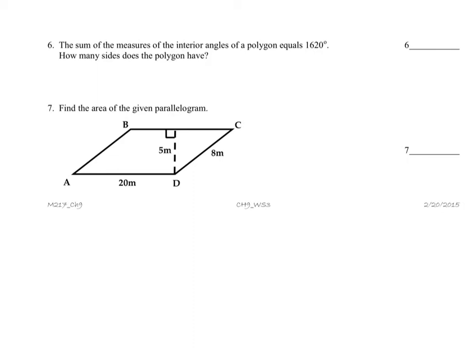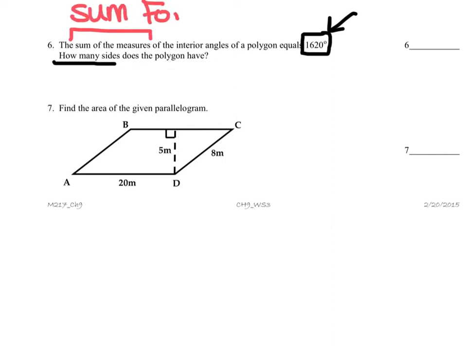So I'm going to start with number 6 from your worksheet. It says the sum of the measures of the interior angles of a polygon equals 1,620. How many sides does the polygon have? So guys, whenever they give you an angle measure and it says how many sides, that should be a hint that you're going to set whatever that measure is equal to some formula. It depends on what they tell you. This is the sum of the measures, so you want to use the sum formula.